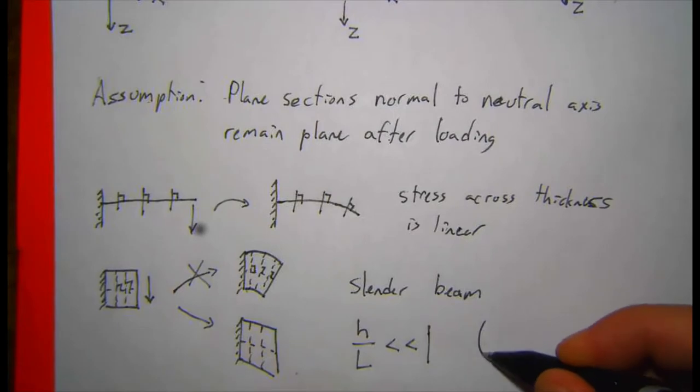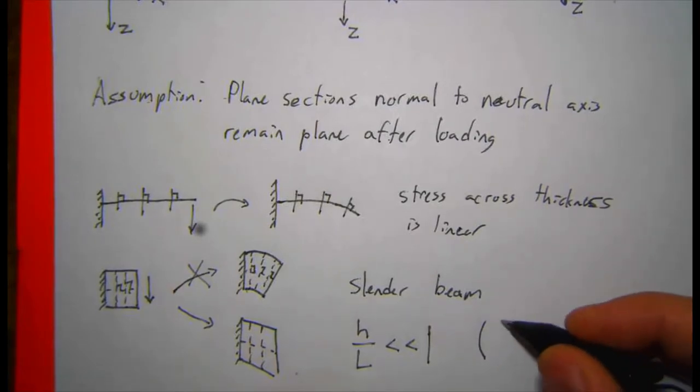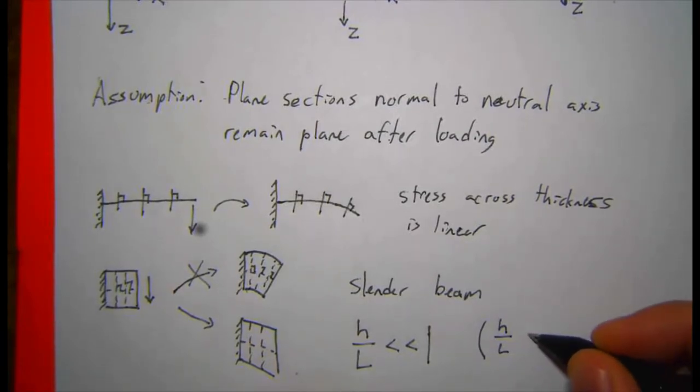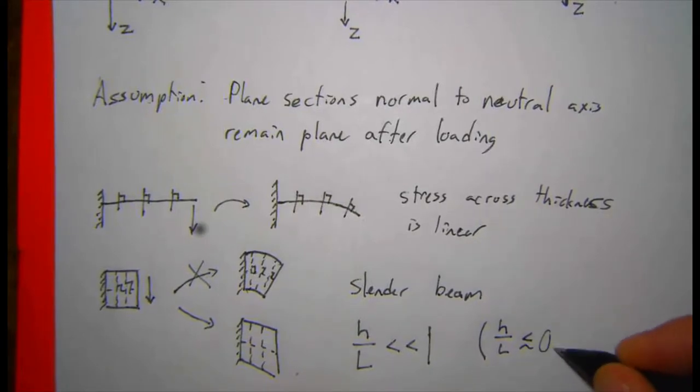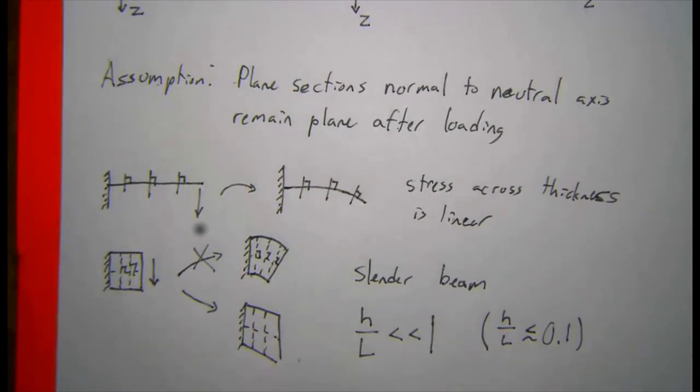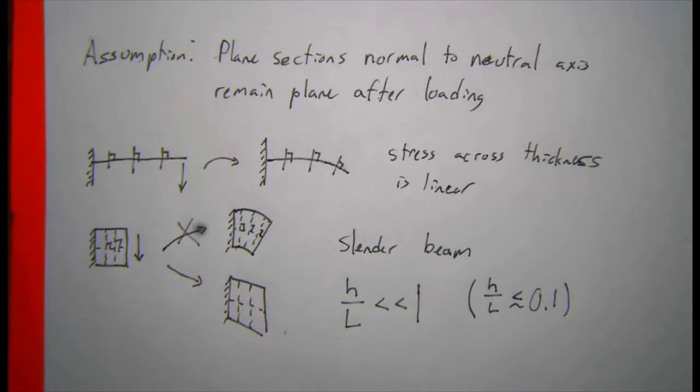Generally what that means in practice is if my H over L is somewhere less than like 0.1, so it's like a 10 to 1 aspect ratio slender member, then you can approximately count it as a beam that you could use Euler-Bernoulli theory for. If it's a little bit shorter than this, you can use Timoshenko theory and that'll work. And if it's way shorter, then you just can't use beam theory at all, and you'll have to model it as a solid body. So I want to drill this in because I think it's an important concept.